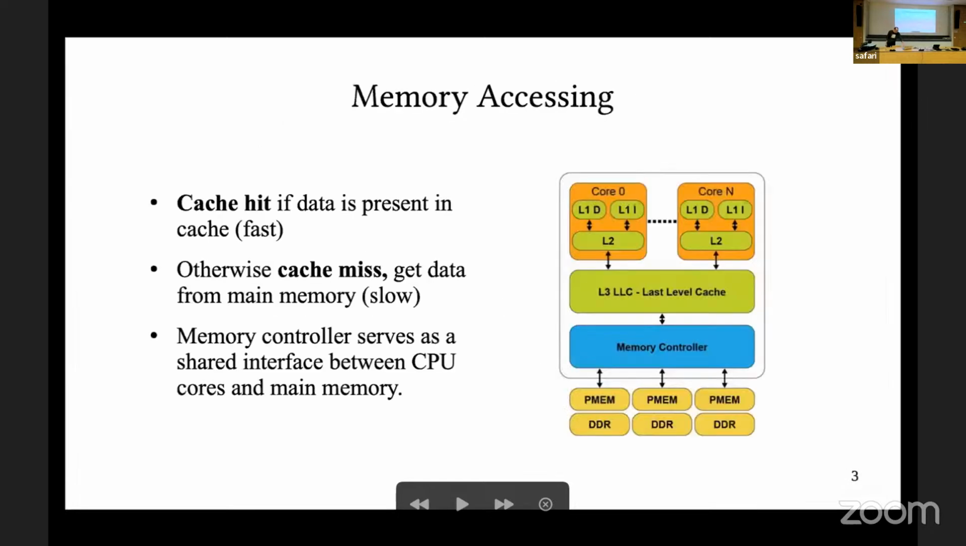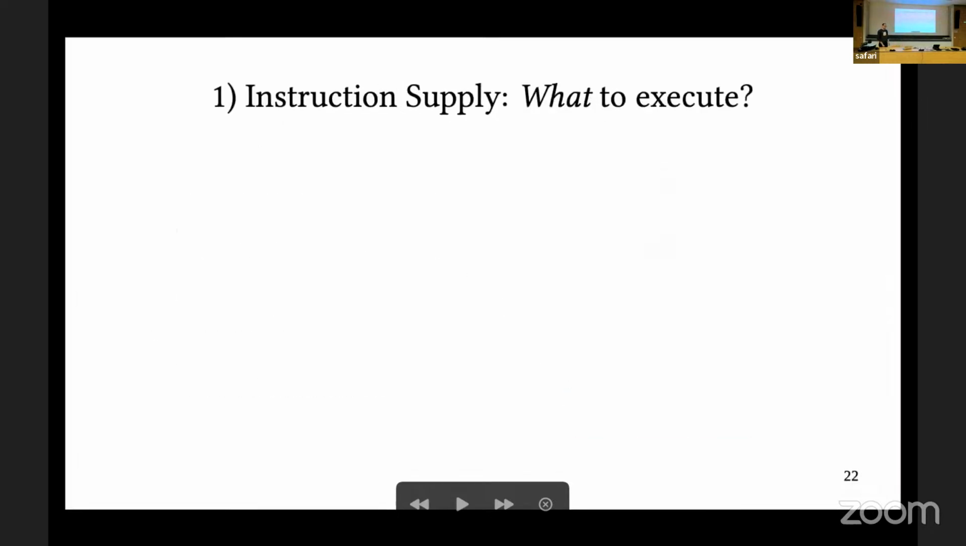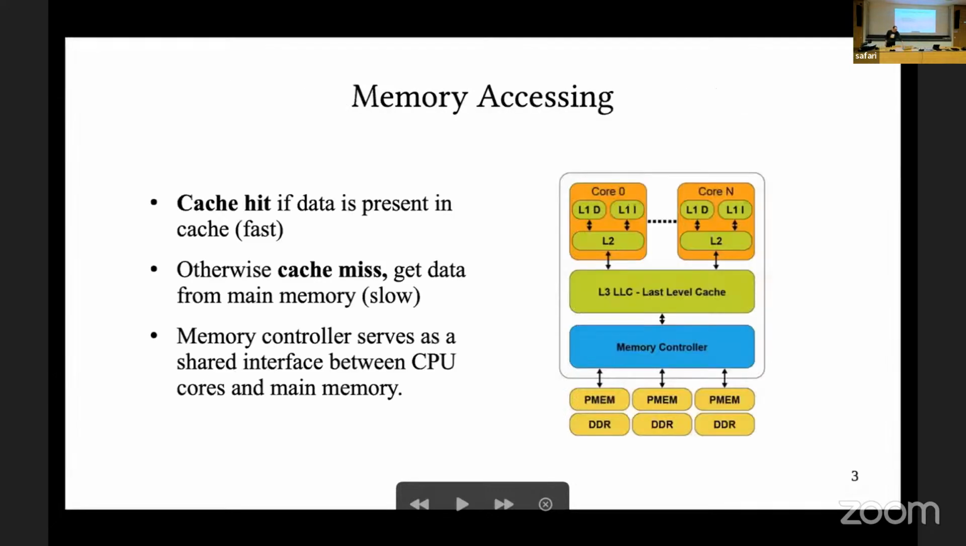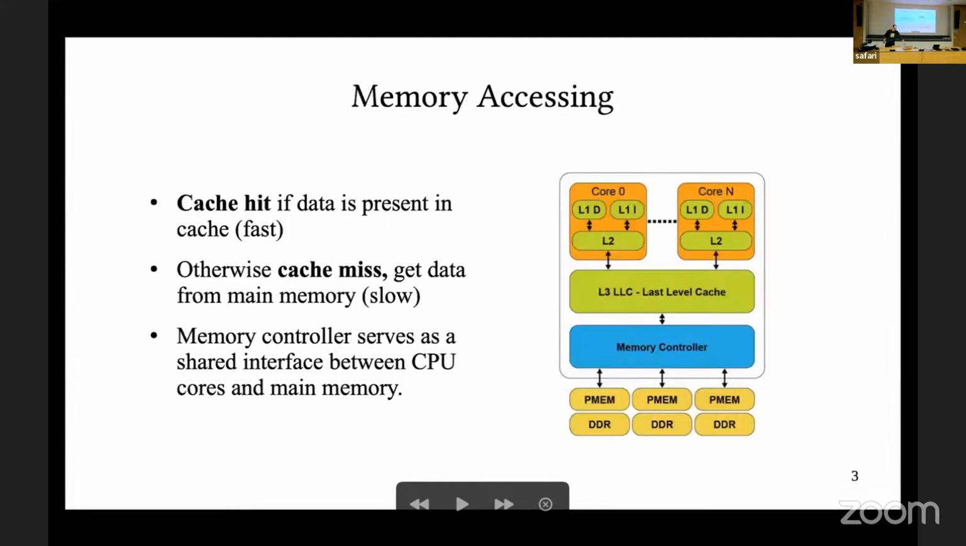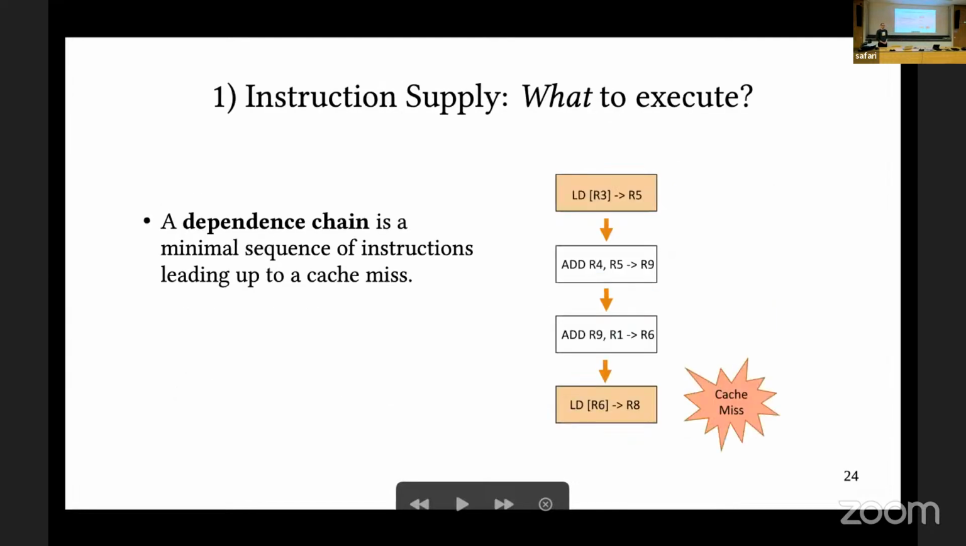Okay. So first is instruction supply. What do we execute? This notion is not new: dependence chains. Think of it as a chain of instructions calculating the address, and then culminating in the actual data load. And obviously, in our case, we are interested in loads that are misses, right? Otherwise, it's not really interesting to prefetch it.